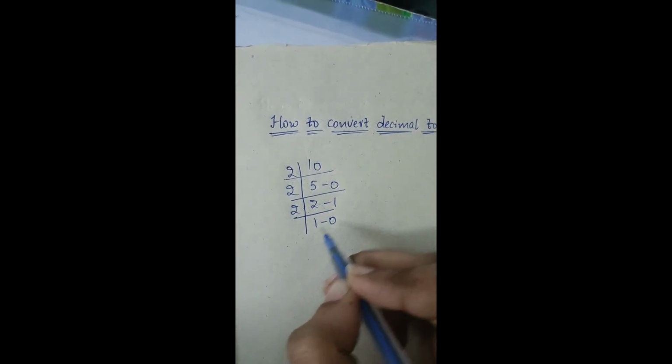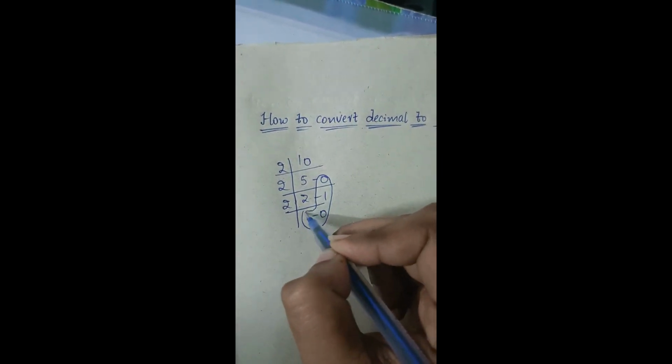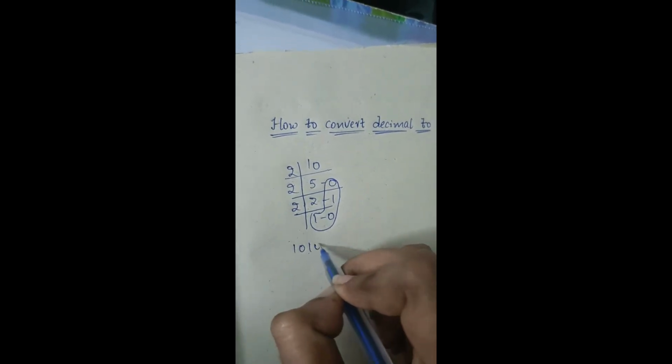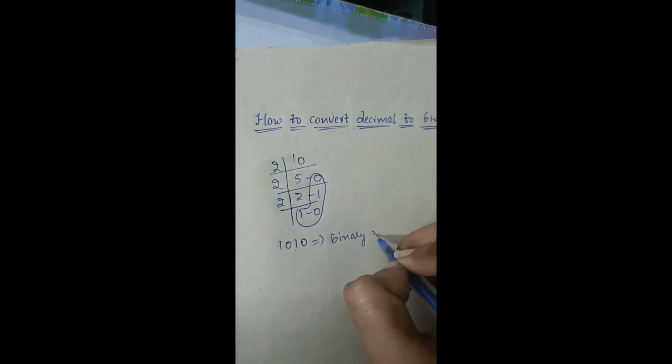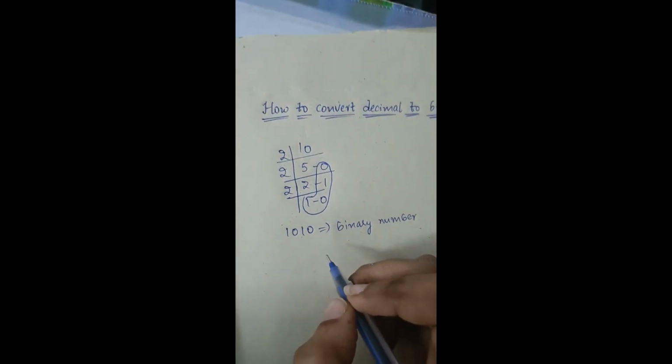By writing these remainders in the reverse order, we get the binary number. So the binary number for 10 is 1010.